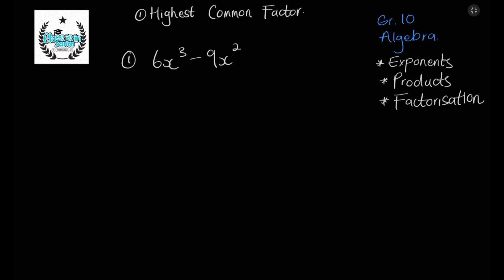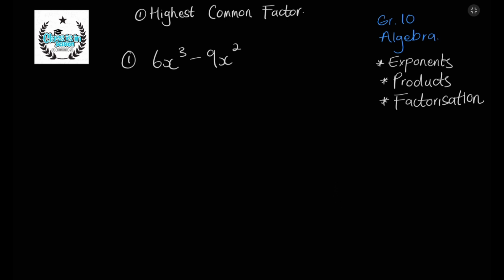Let's try the first one under the highest common factor. You have 6x cubed minus 9x squared. How do we solve this? We start with the values first, or the coefficients. We have 6 and 9. What is the highest common factor of 6 and 9? It's 3.